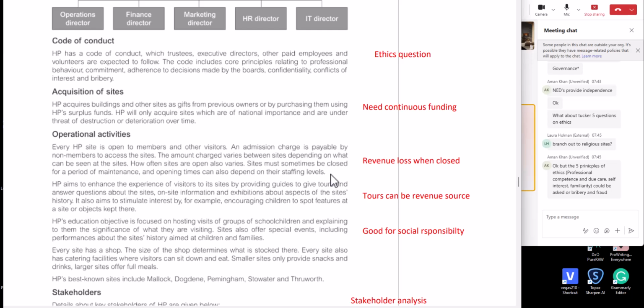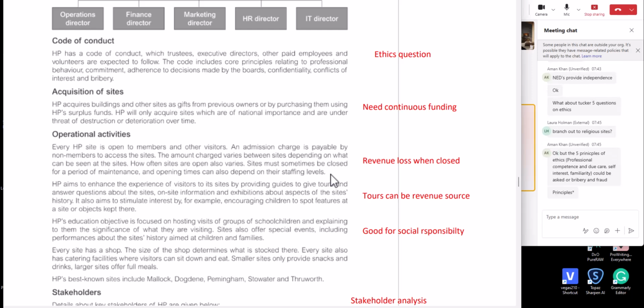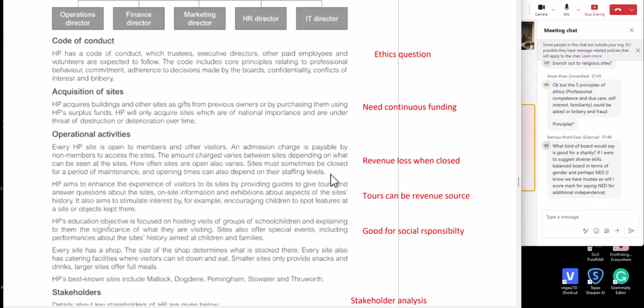So when we're closed, we're making a loss. So we're not making a loss, we're just not making any revenue. So when sites are closed, we're not making revenue. Tours can be an important source of revenue for you. Again, we're looking for a charity to keep that revenue flowing in. And we've got education, school children, social responsibility.